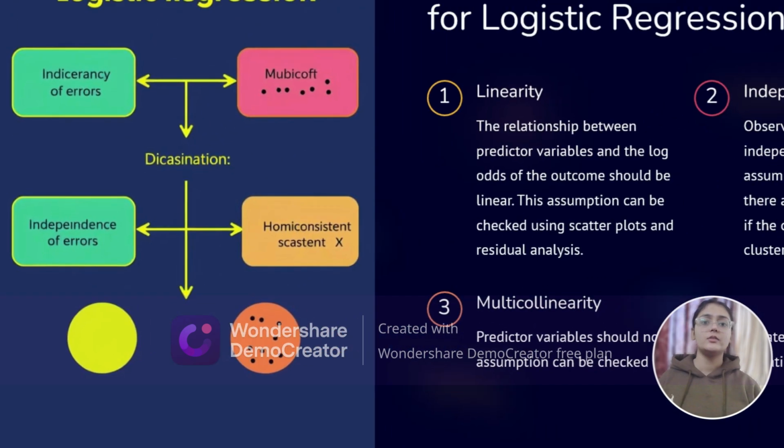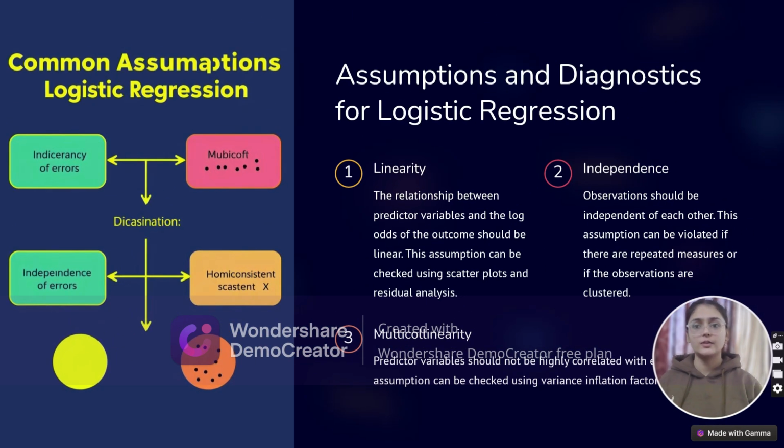Assumptions and diagnostics for logistic regression: linearity, independence, multicollinearity. What is linearity? Linearity means the relationship between predictor variables and the log odds of the outcome should be linear. The assumption can be checked using scatter plots and residual analysis.